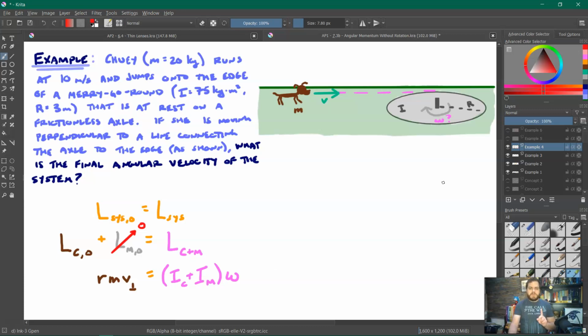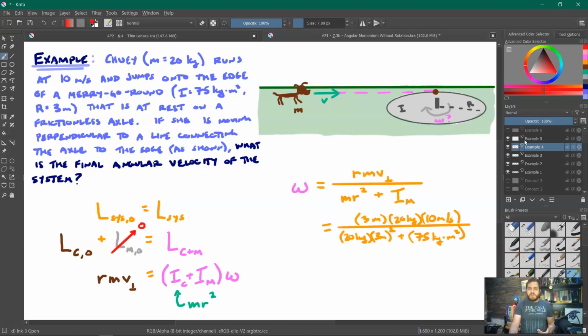Now, one thing we want to note here is I gave you the rotational inertia of the merry-go-round, but what's the rotational inertia of Chewy when she lands on here? Well, she would be like a point on the edge of the object going around, so that would be equal to m r squared. And now we're just going to simplify this by moving that part over to the other side, so we have omega is equal to R M V perpendicular over m r squared plus I of the merry-go-round.